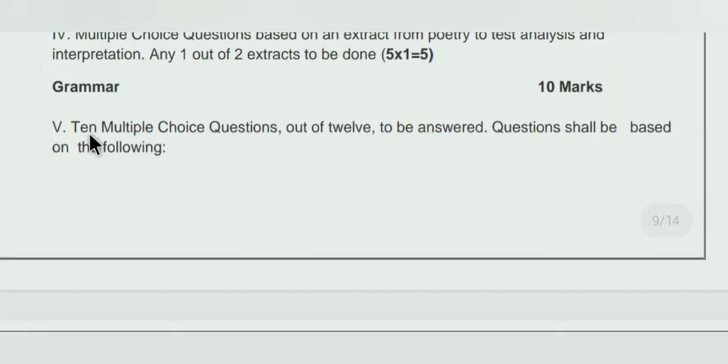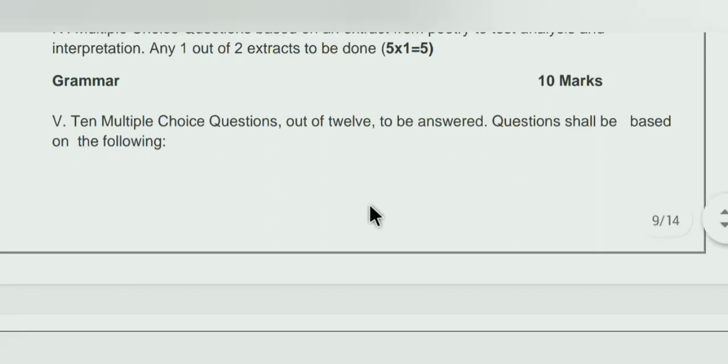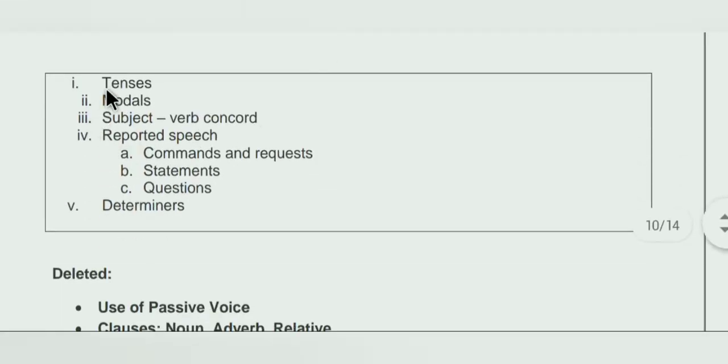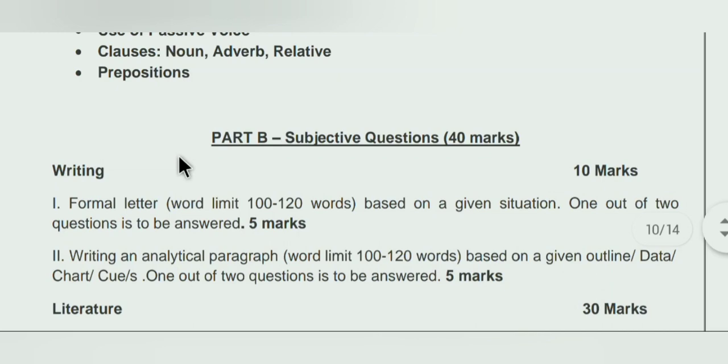The 5th question will be all about grammar. It will all be MCQs. Total 12 questions will be there, out of which you've got to answer any 10 questions and you score all the 10 marks. You have to be conceptually perfect only in these 5 types of questions: tenses, modals, subject verb concord, reported speech and determiners. The rest of the 3 have been deleted.